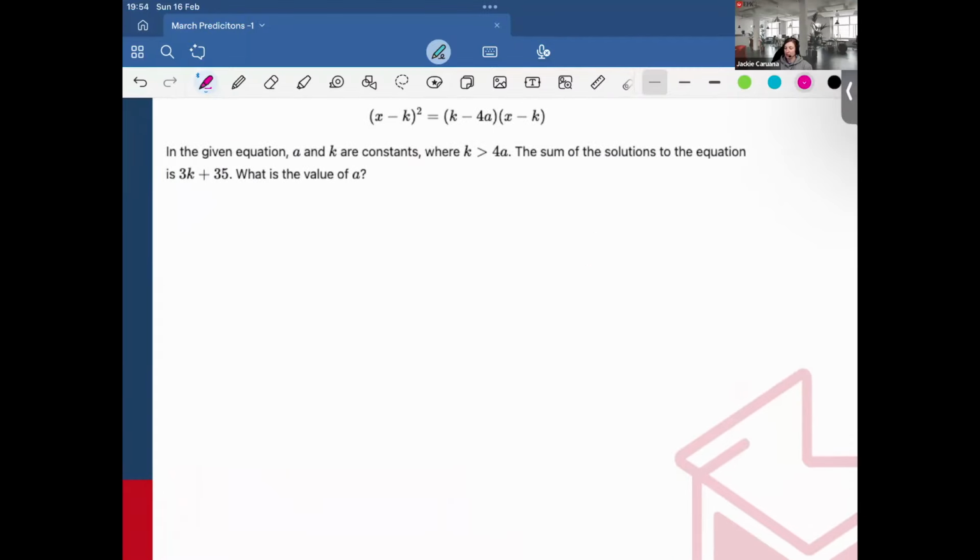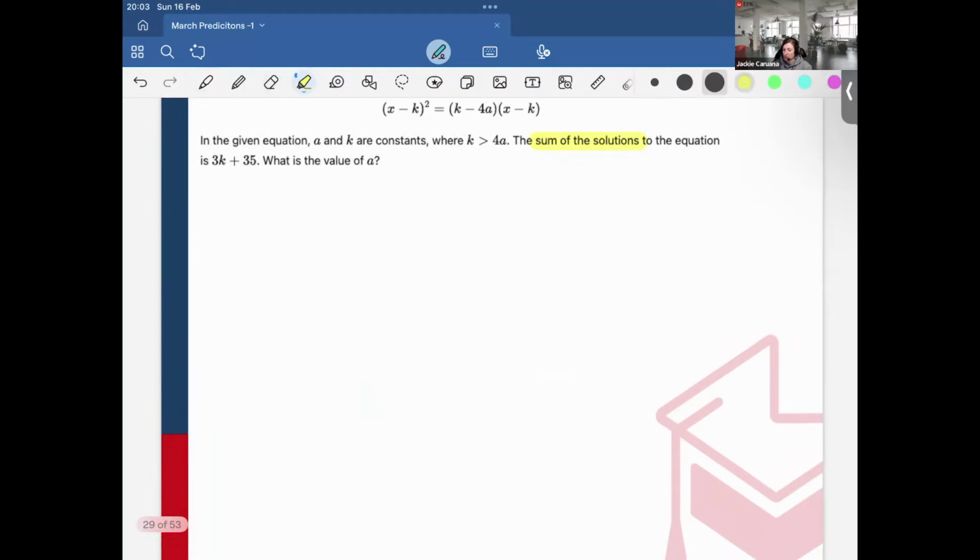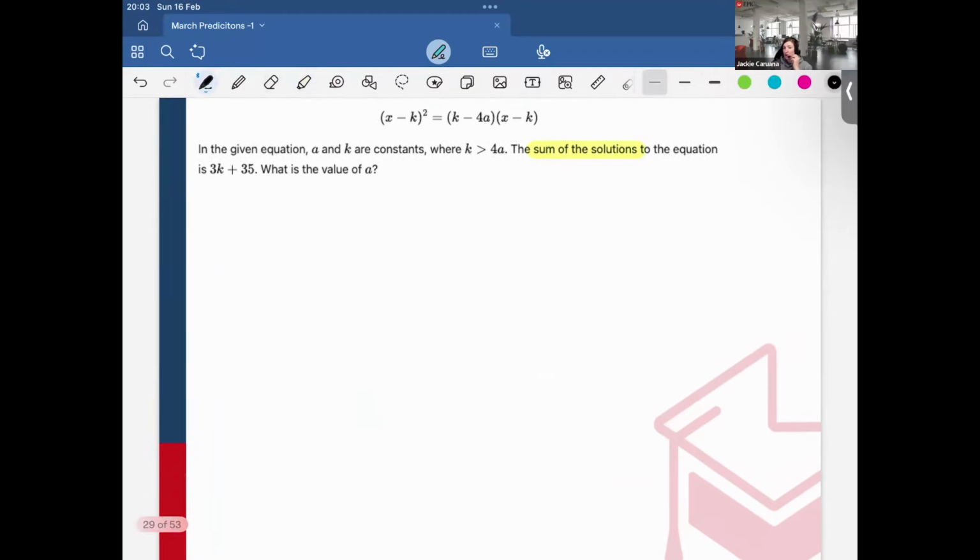Continuing our journey. Okay, so this one, we have an equation. It says in the given equation, A and K are constants where K is greater than 4A. The sum of the solutions to the equation is 3K plus 35. What is the value of A? So here, since I recognize it's a quadratic equation, what jumps to mind whenever I see sum of solutions is the shortcut of doing negative B over A.